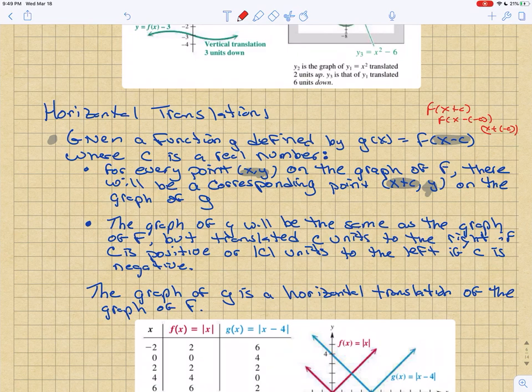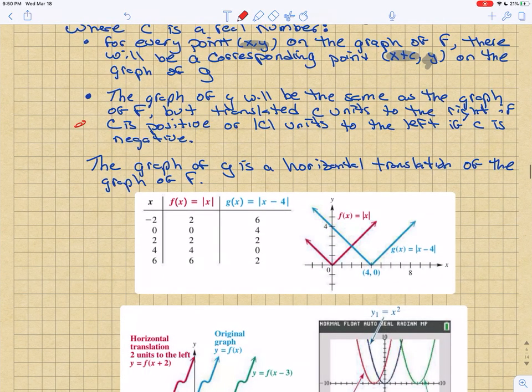Remember, bizarro world. The graph of g will be the same as the graph of f, but translated c units to the right if c is positive, or the absolute value of c units to the left if c is negative. The graph of g is a horizontal translation of the function.